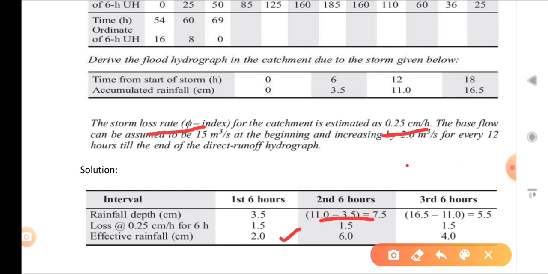So what is the total loss in 6 hours? It will again be 1.5. So what will be the effective rainfall? You have to subtract the loss. So 7.5 minus 1.5, how much will it be? It will be 6.